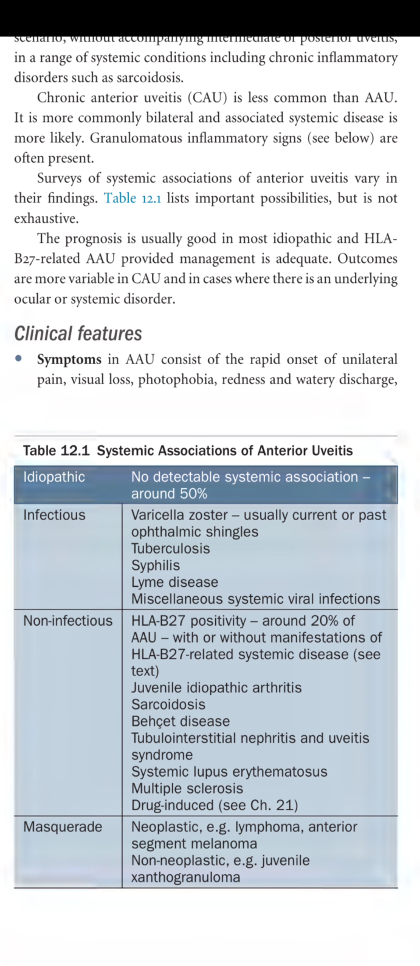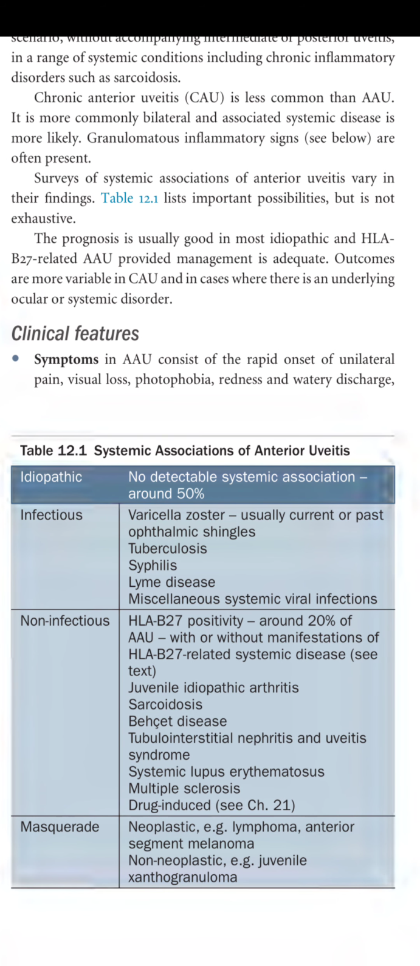Non-infectious disease can be due to HLA-B27 positivity, around 20% of AAU, with and without manifestation of HLA-B27 related systemic disease. Non-infectious causes include juvenile idiopathic arthritis, sarcoidosis, Behcet disease, tubulointerstitial nephritis and uveitis syndrome, systemic lupus erythematosus, multiple sclerosis, and drug-induced. Masquerade lesions are neoplastic, such as lymphoma and anterior segment melanoma. Non-neoplastic include juvenile xanthogranuloma.